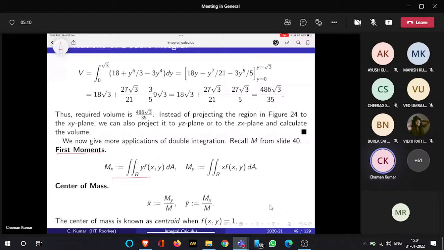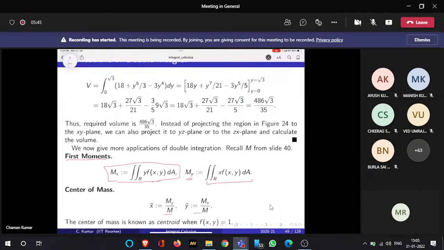first one with respect to the x variable is Mx, which is given by the double integral of y times the function f, and with respect to the variable y is the double integral of x times f. The center of mass is given by x bar and y bar, where x bar is My over M and y bar is Mx over M.